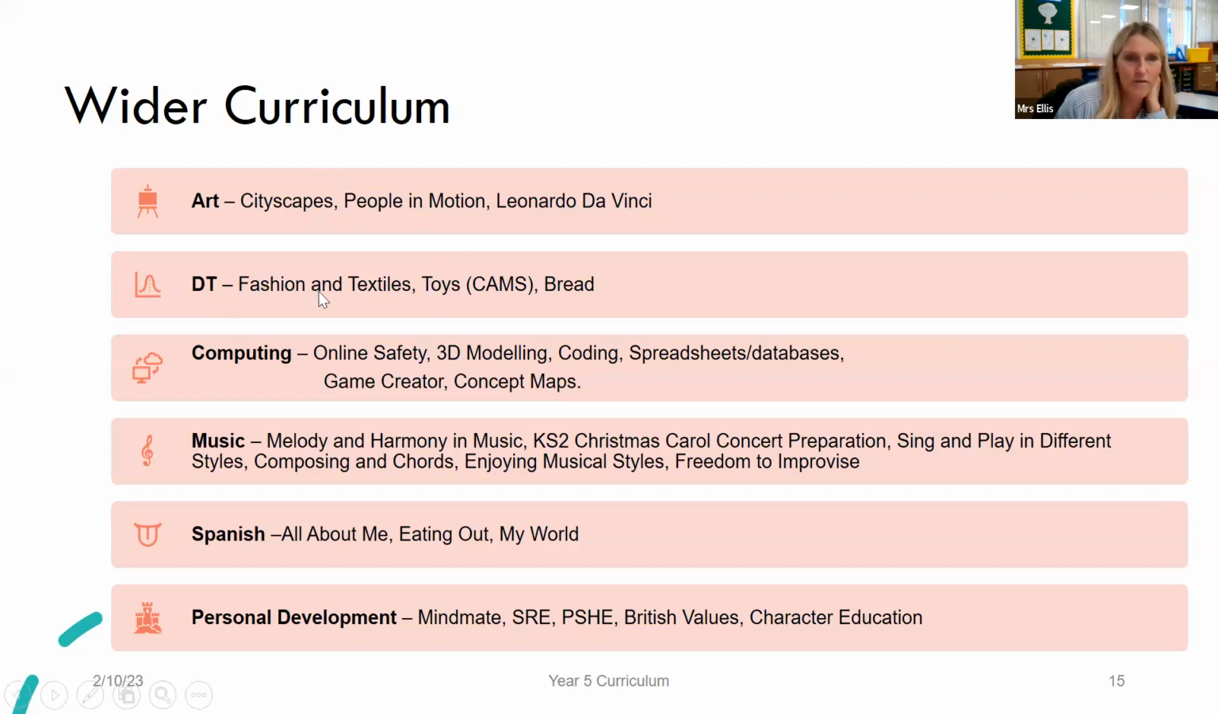In DT, we look at fashion and textiles. That's leading up to Christmas. We do some sewing. Then we look at moving toys. And then we look at food technology in the summer, which is baking bread.